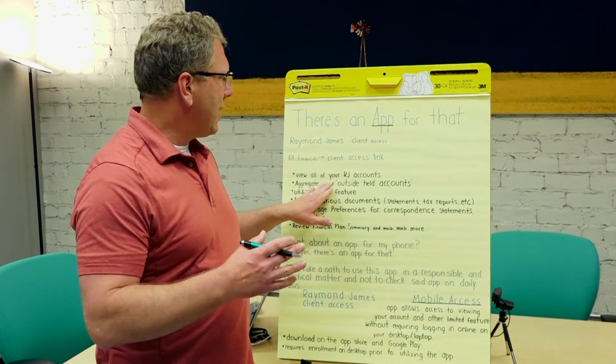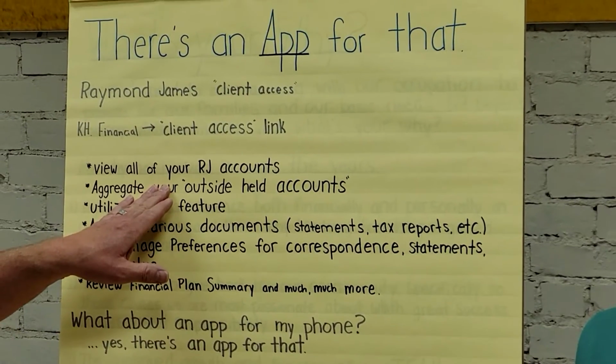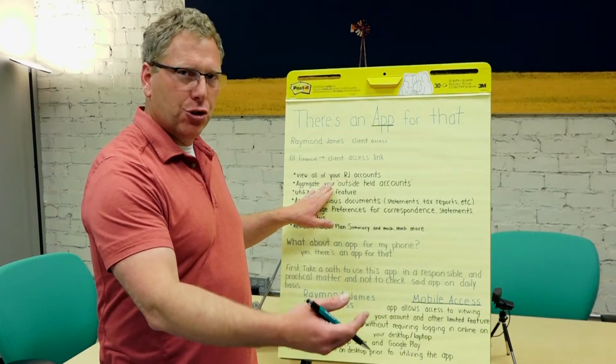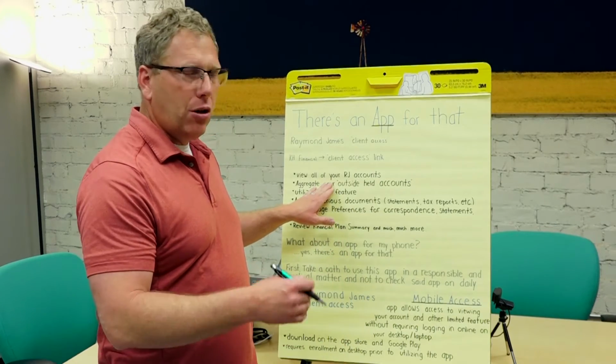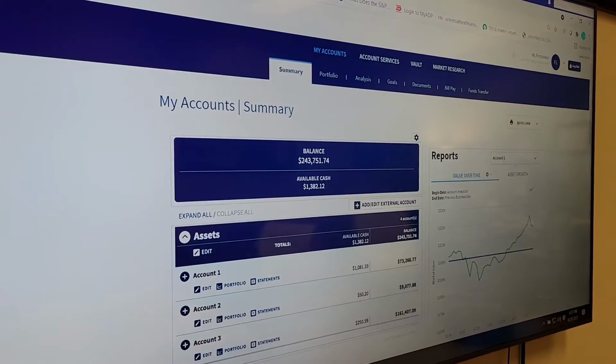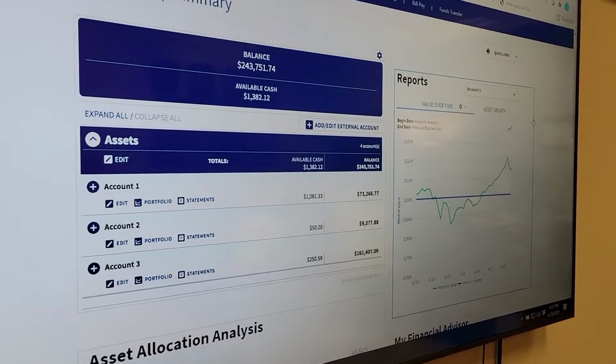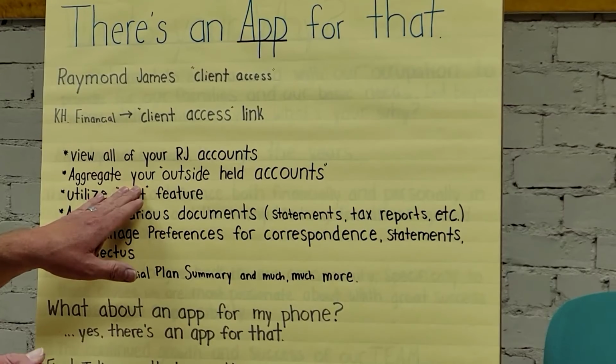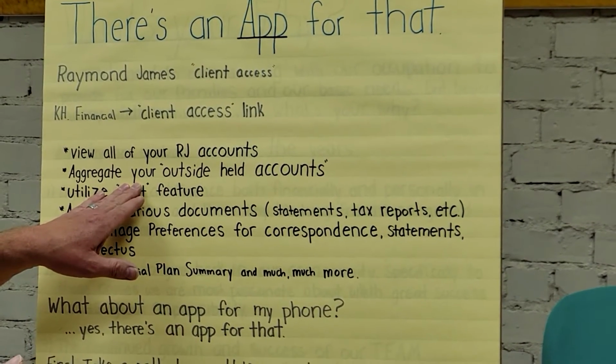First of all, within that client access, where you access it on your desktop or your laptop through the online version, you can view all of your Raymond James accounts. So you can see your balances, your investments, returns, things like that. You can also aggregate all of your outside held accounts.